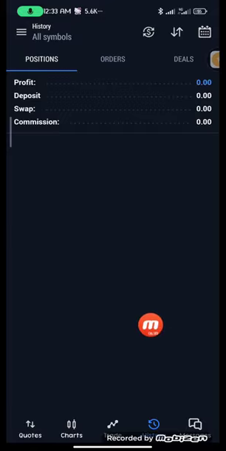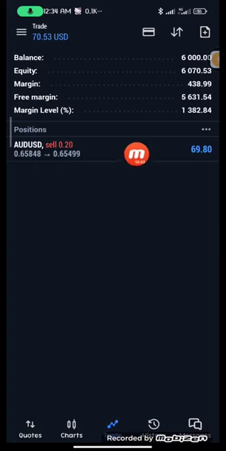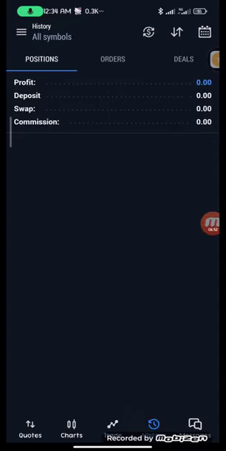You can see there is nothing in my history because this is the first trade I'm going to be taking, which is an open trade. It's still open, the position is not closed yet. If you check my history, nothing is there, because you will only see something in my history when I've taken a trade and closed the position.